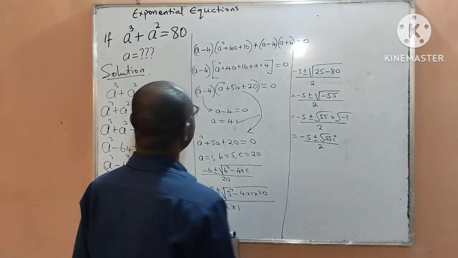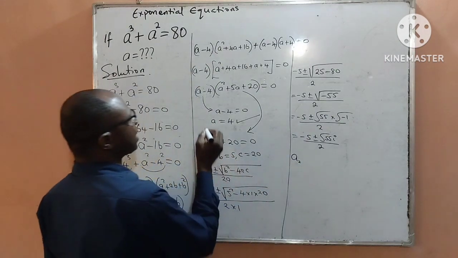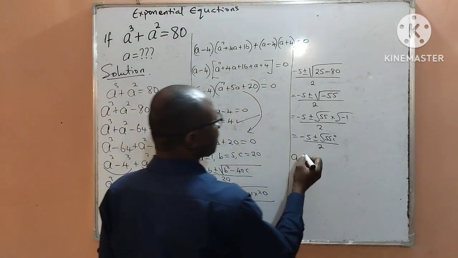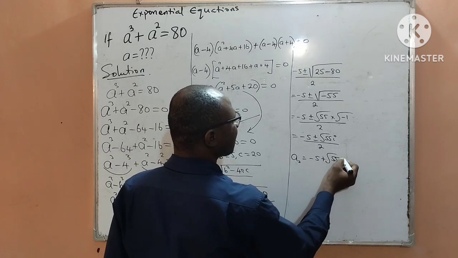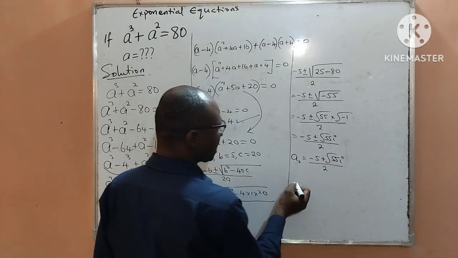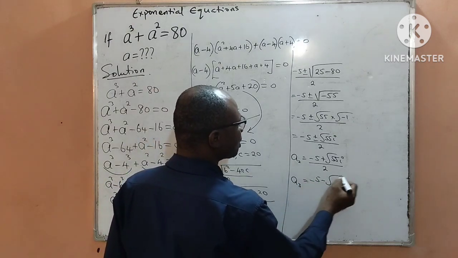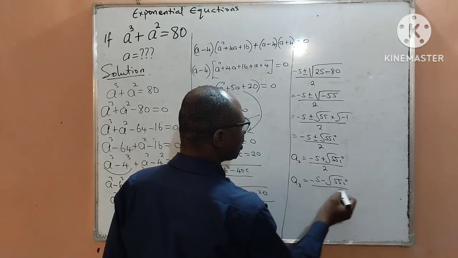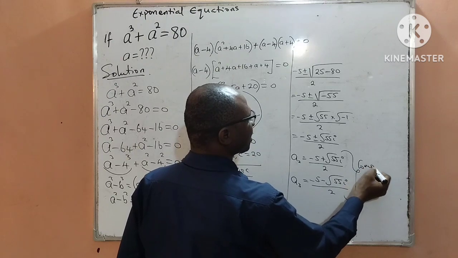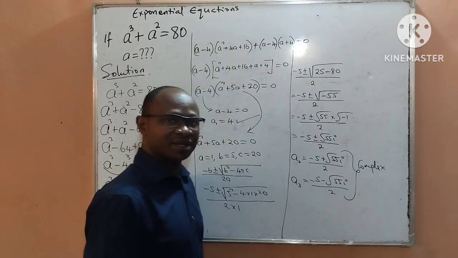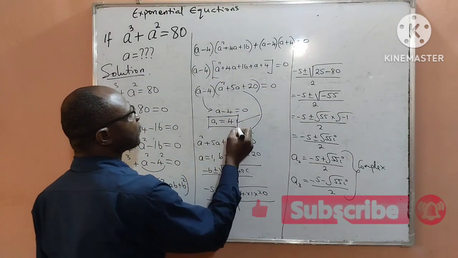In conclusion, the other values of a can now be said: a2, because here we have gotten a1, can now be equal to minus 5 plus the square root of 55 i, all over 2. And a3 is going to be equal to minus 5 minus the square root of 55 i, all over 2. But these two answers are complex answers. So the real solution to the question is a equal to 4.